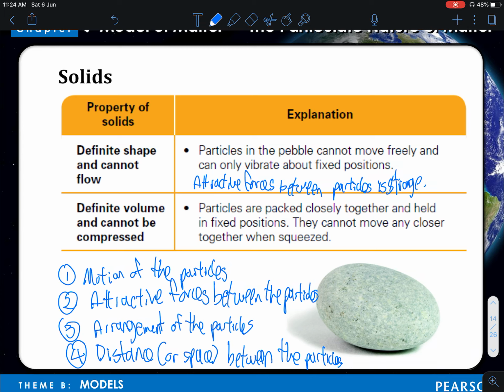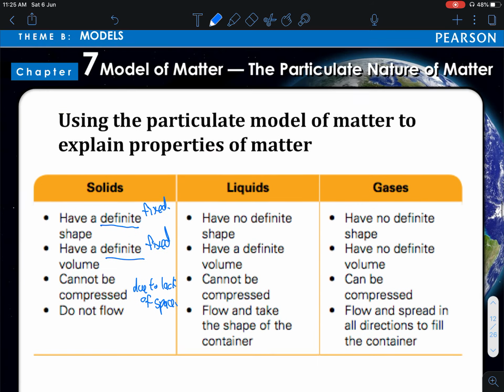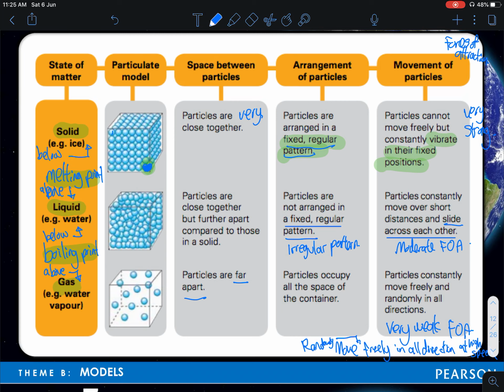So in a sense, for solid, why do they have fixed volume? It is because the particles are not free to move randomly in all directions. And for a fixed shape, the particles are arranged in a fixed and regular position. So these answers may not be the best way. Always try to relate back to the keywords that have been used on this slide.